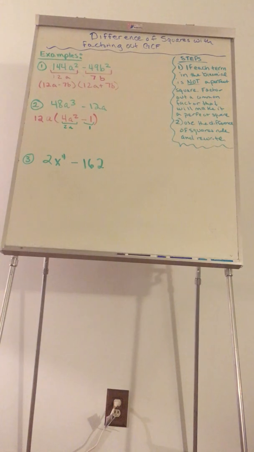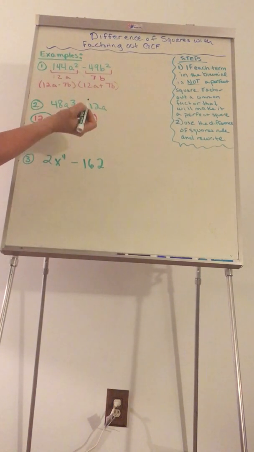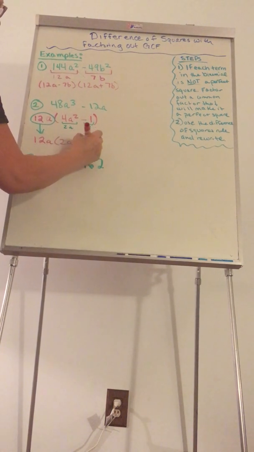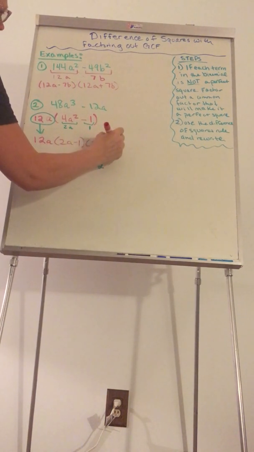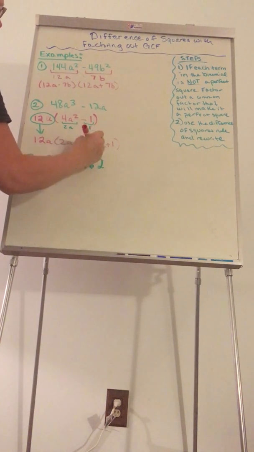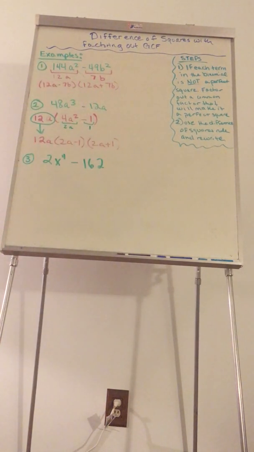And now I'm going to rewrite it. This that we factored out just drops down to our final answer. I'll use a different color again. So on the outside I'll have 12a, and then I'll have 2a minus 1 and 2a plus 1, or 2a plus 1, 2a minus 1. It doesn't particularly matter. You just rewrite it in a different order.